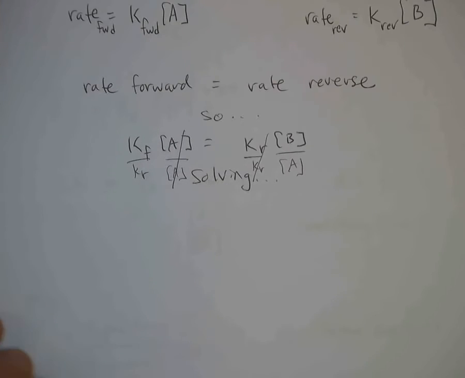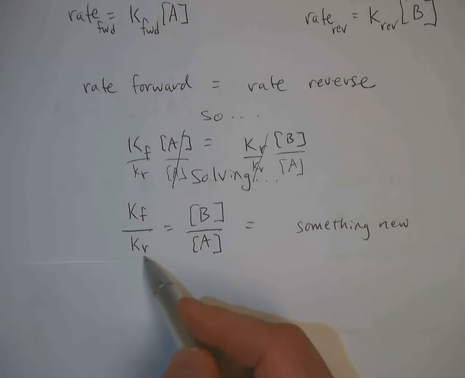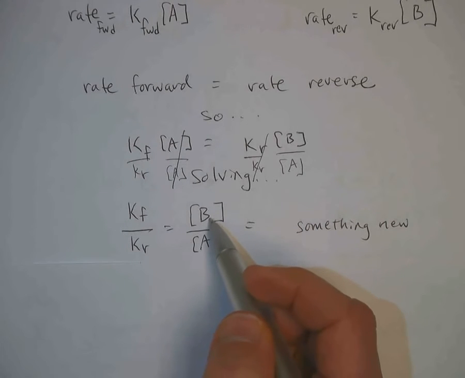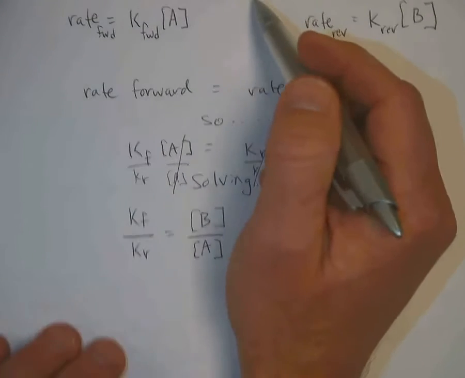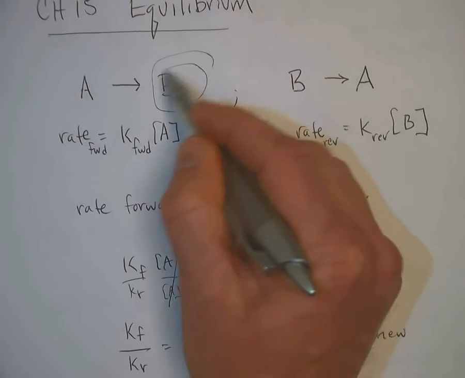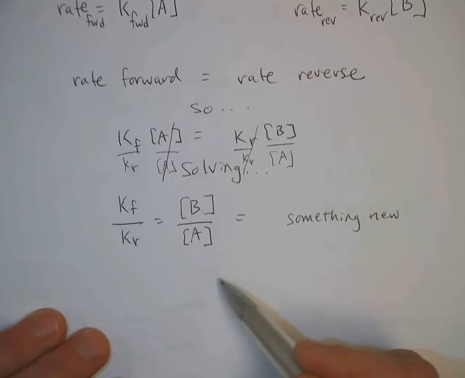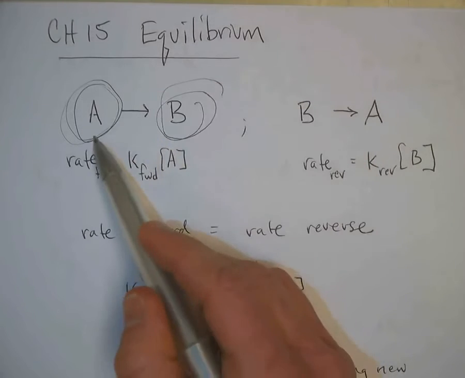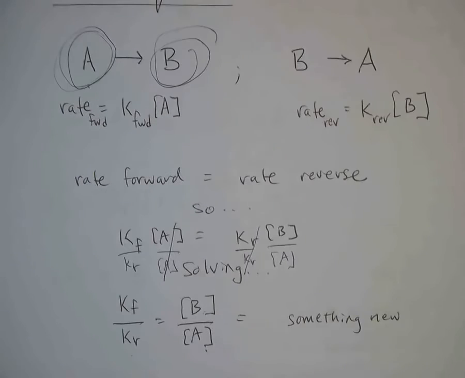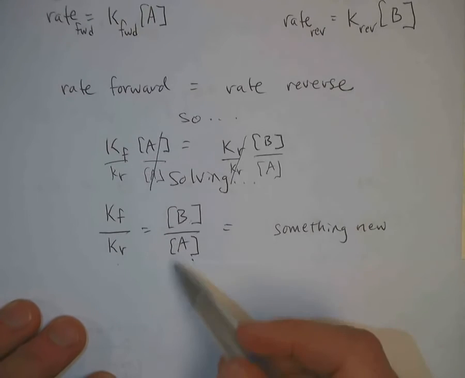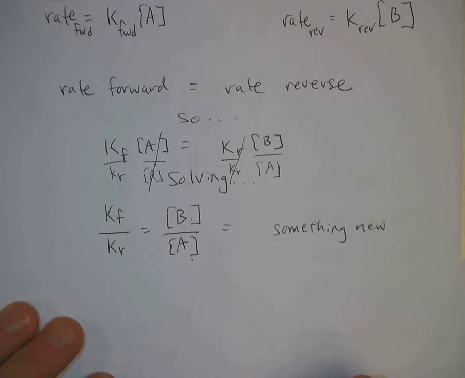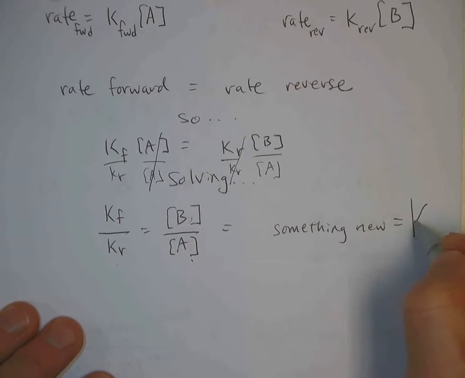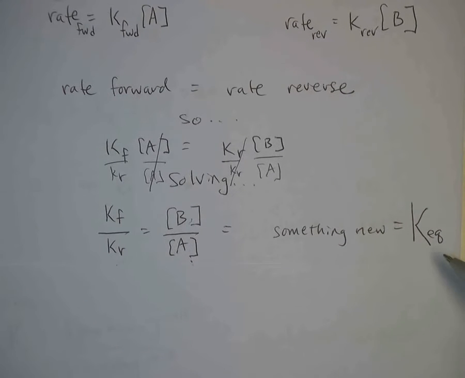I end up with K forward divided by K reverse is equal to the concentration of B, the normal product for the forward reaction, divided by A, the normal reactant for the reaction. Notice it's products divided by reactants. This is equal to something new, discovered in Chapter 15. It is called capital K, and sometimes it has an EQ down below it. This is called the equilibrium constant.